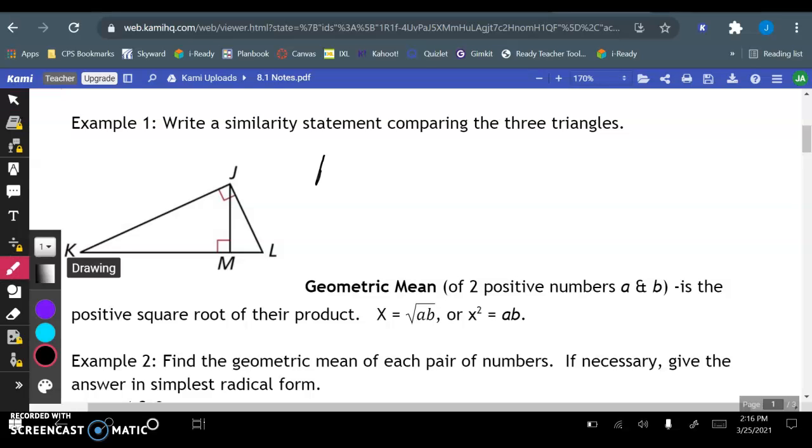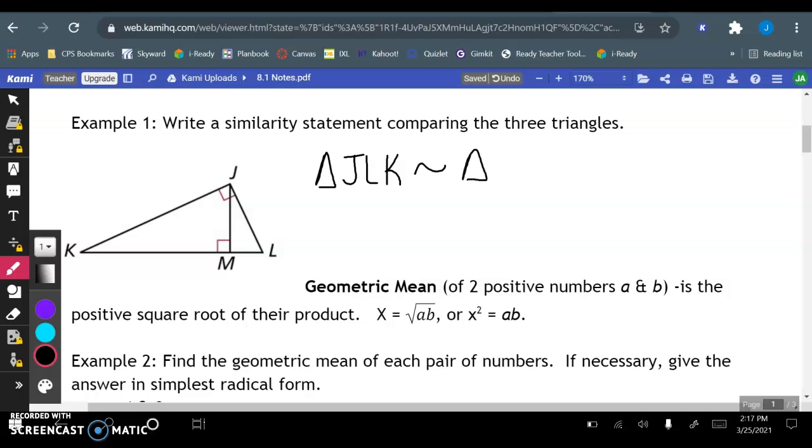So let's start with the large triangle. And we're going to call that one JLK. So I started at the 90-degree angle, then I went the shorter leg, and then out the longer leg, or the hypotenuse, I guess it is. And then that one is similar.